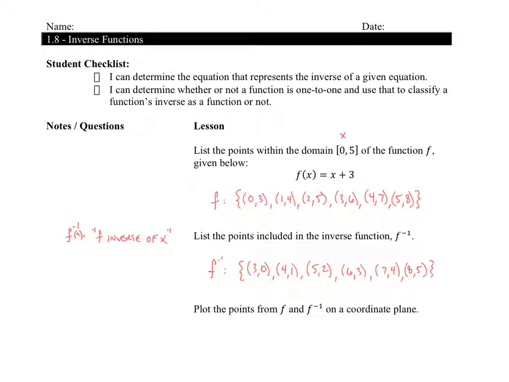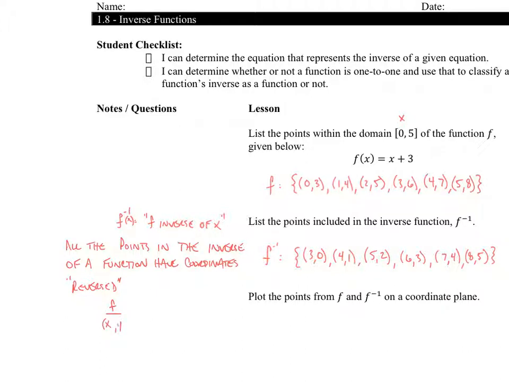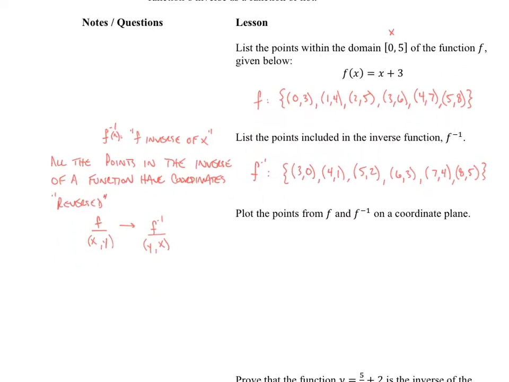So let's make a note of what we just did over here so that we know that in the future that's something that happens with inverse functions. So I'm going to put this into a language that helps me remember it. All the points in the inverse of a function have the coordinates reversed. So if in f I have the point (x, y), then in f inverse I would have the point (y, x), because my coordinates have been flipped around. All right? So now let's see what that looks like when we actually graph a function.